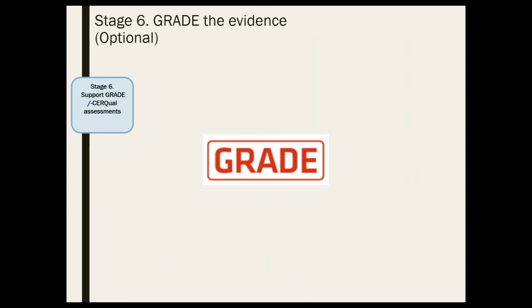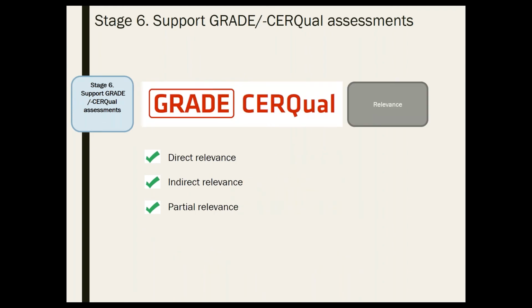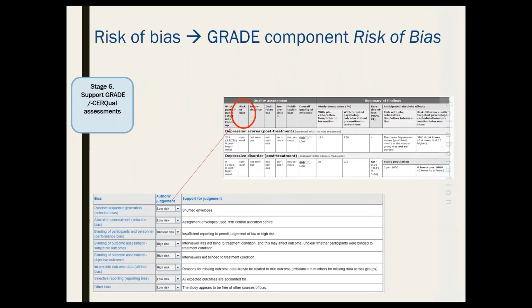So the last stage in the transfer approach, and we have not done this yet, is to support a grade or a grade CERQual assessment. So in grade, the assessment that we would hope to support is the indirectness assessment. Indirectness, just a reminder for those of you familiar with grade, looks at differences in populations, interventions, outcome measures, or indirect comparisons. For a grade CERQual component of relevance, you can have direct relevance, indirect relevance, or partial relevance.